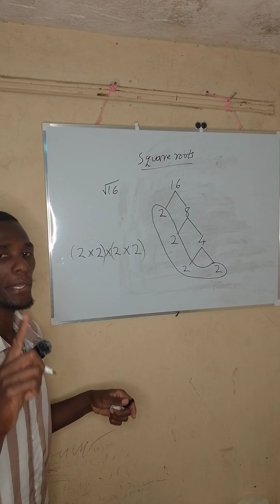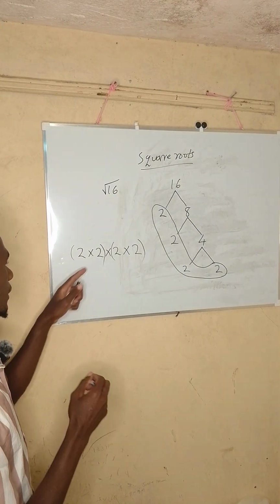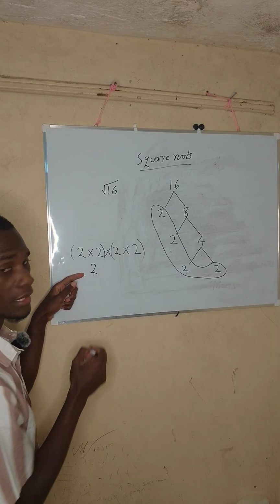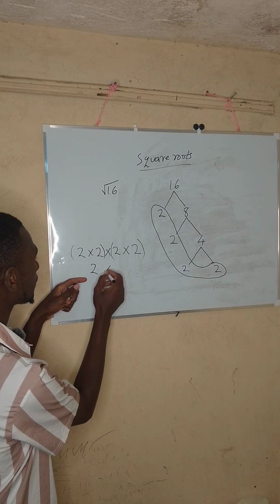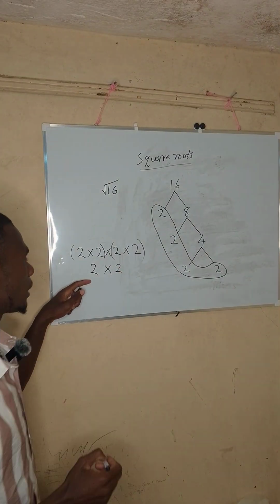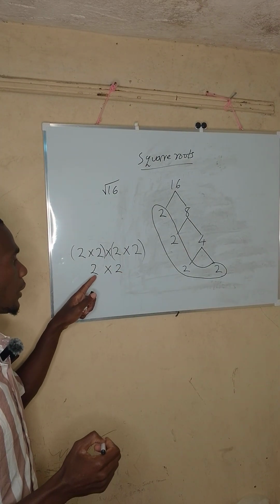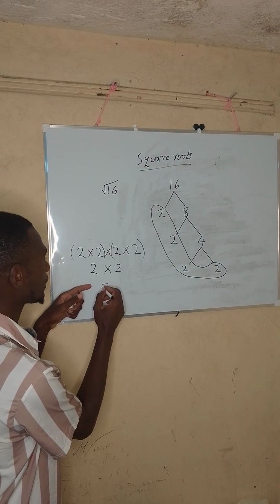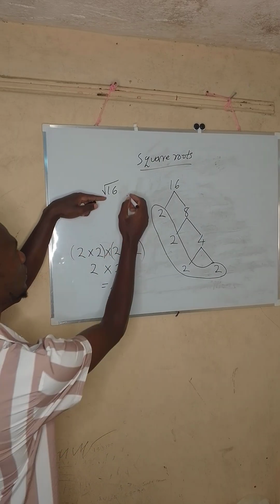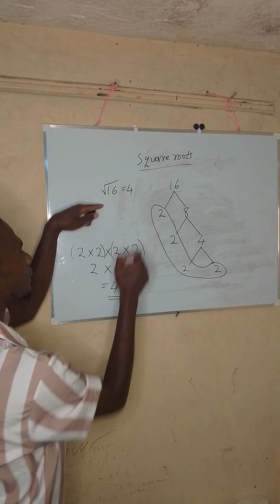From there, pick one number per pair. For example, here, the first pair, we pick 2 because there are 2. Times the second pair, we also pick 1, 1, 2. Then we multiply these 2 numbers. So if you have 2 times 2, you will get 4. So that 4 becomes the square root of 16.